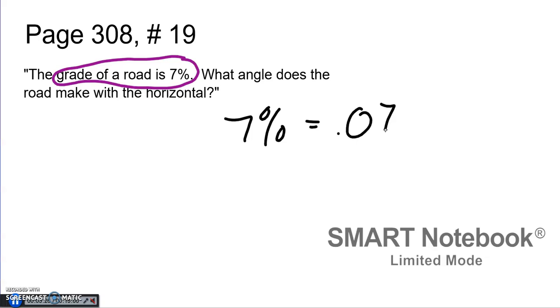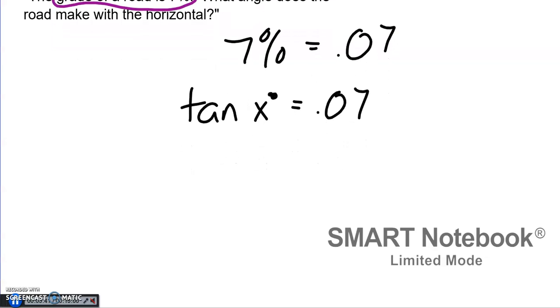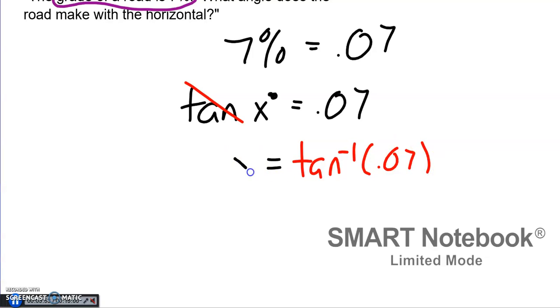So now all we need to do is we say, okay, we have tan of some degree x is going to be equal to 0.07. Now, just like we do with other operations, we have an inverse for tan. So to get rid of the tan, we have to take the tan inverse of 0.07. So x is going to be equal to whatever the inverse of tan for 0.07 is. When we type it in, we type in tan inverse 0.07, and we get about 4 degrees.